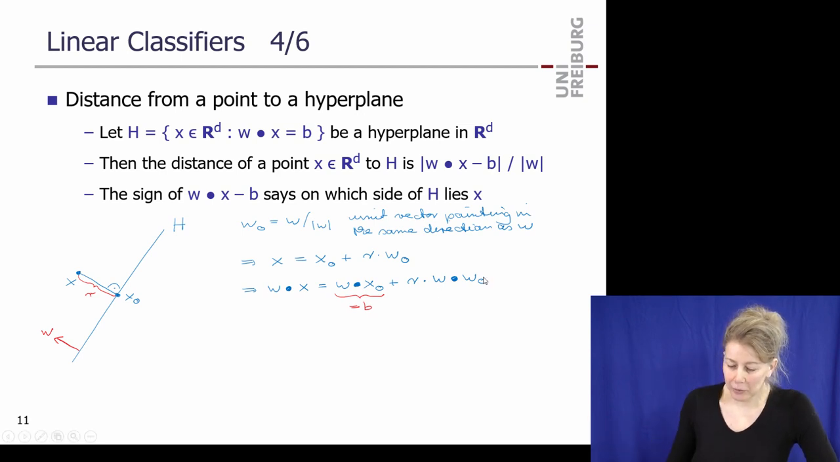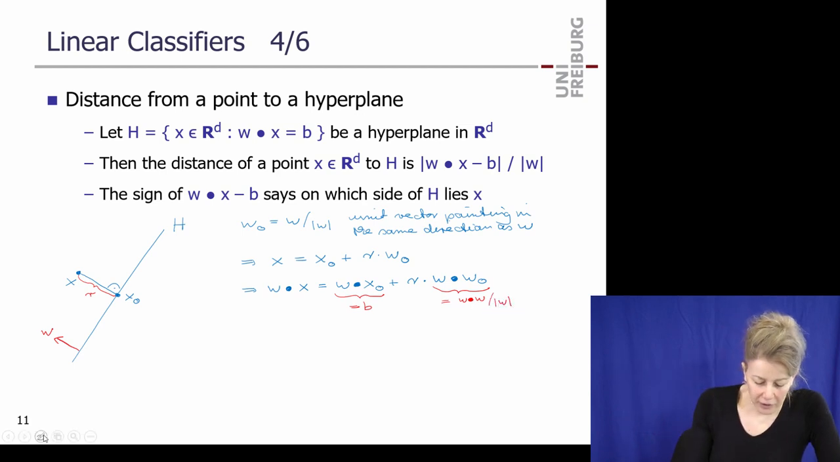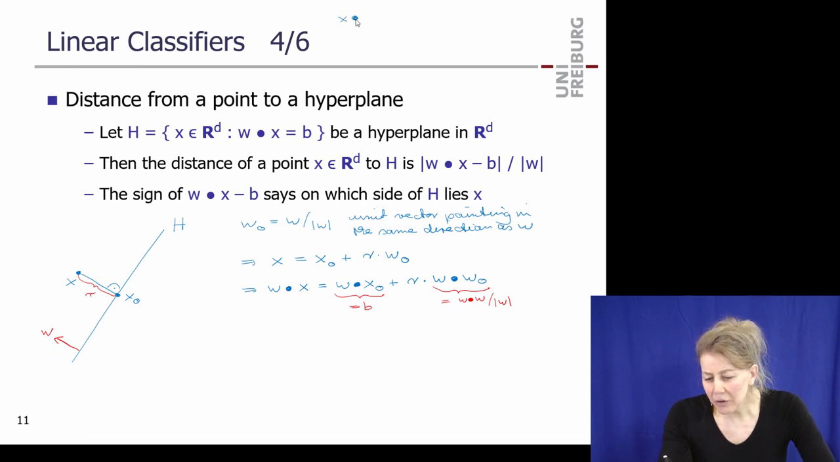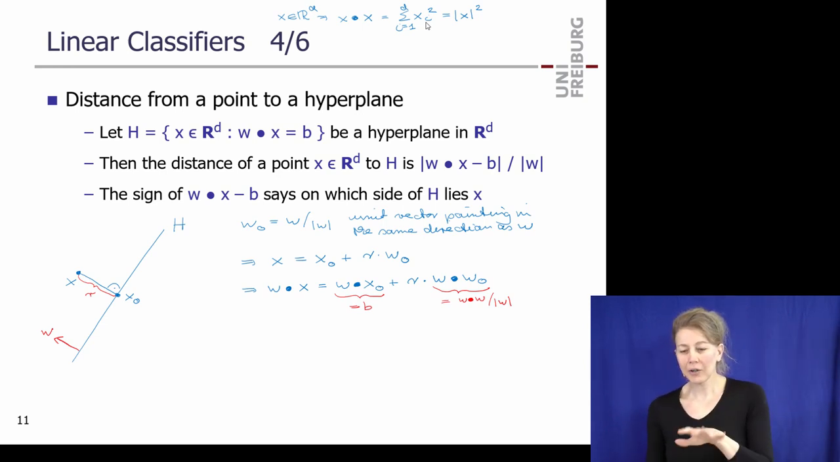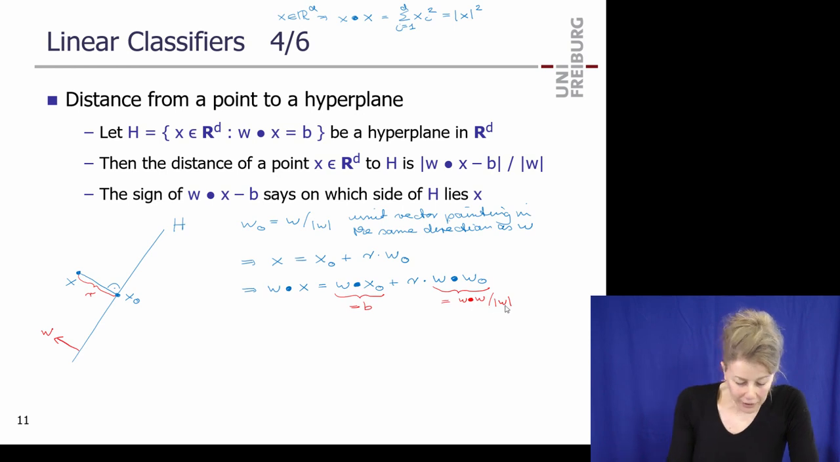And here I have W times W0. Well, I know what W0 is, so this is W times W divided by the norm of W. What's W times W? If I have a dot product of a vector with itself, if x is a vector in two dimensions, then the dot product is just the sum of the xi squared, right? That's just what it is, which means it's the norm of the vector squared. Because if you take the sum of squares and the square root of it, you get the length, so this is the length squared. And so here I have the length squared divided by the length, so it's just the length. So I'm just plugging in some obvious things.